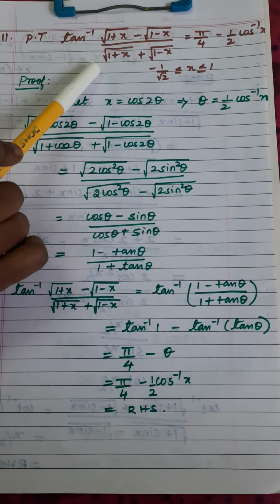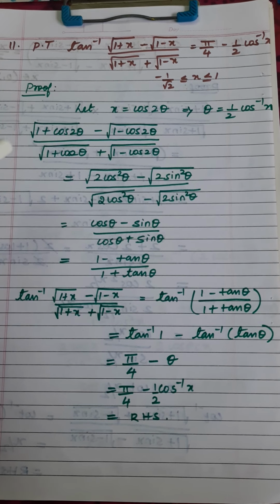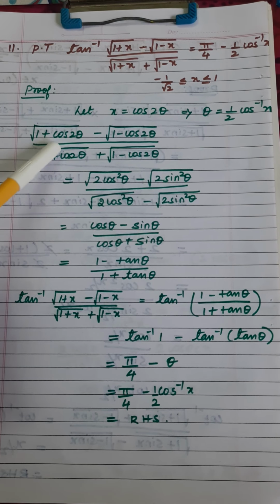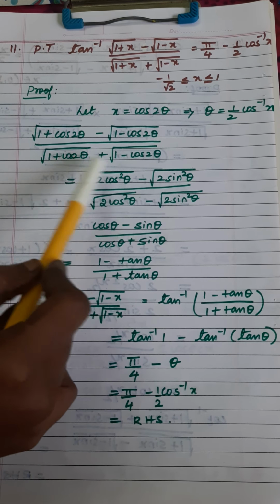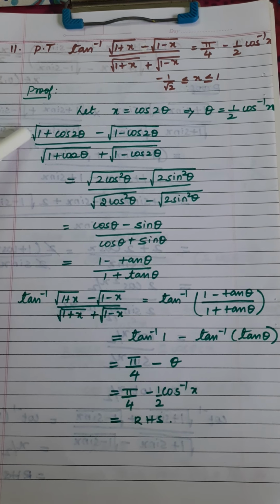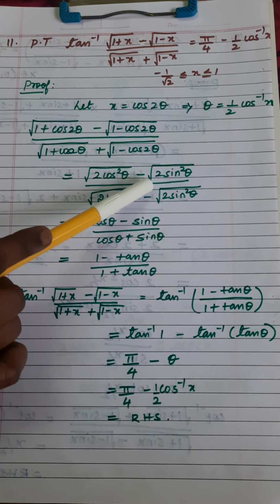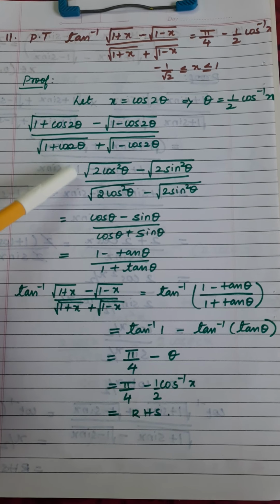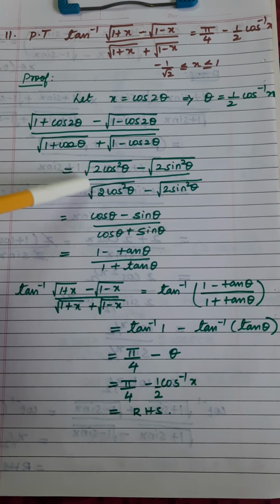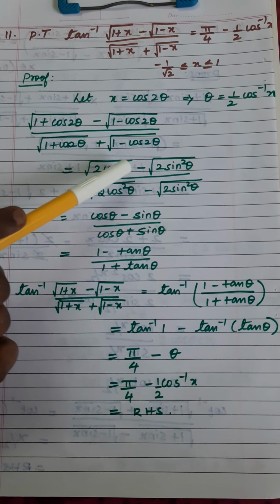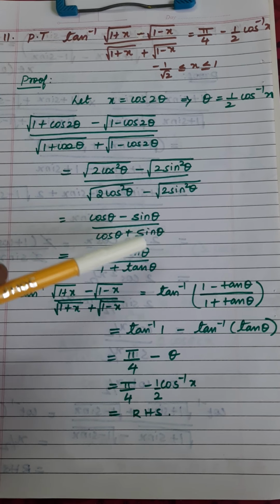Now take this expression alone in the LHS. We are going to substitute x equal to cos 2 theta in that expression. So root of 1 plus cos 2 theta minus root of 1 minus cos 2 theta, divided by root of 1 plus cos 2 theta plus root of 1 minus cos 2 theta. The formula for this is 2 cos square theta, and 1 minus cos 2 theta is 2 sin square theta. Then apply it in both numerator and denominator. Now square and square root will get cancelled. 2 will become root 2. So root 2 cos theta minus root 2 sin theta in the numerator, and in the denominator root 2 cos theta plus root 2 sin theta.